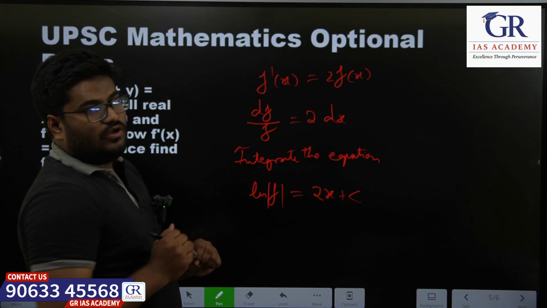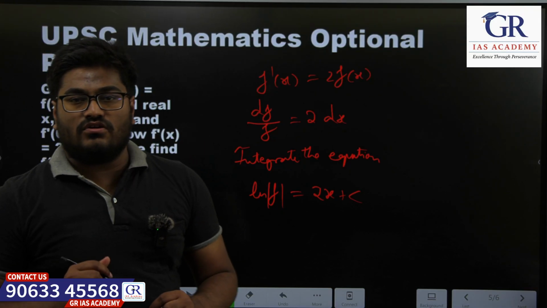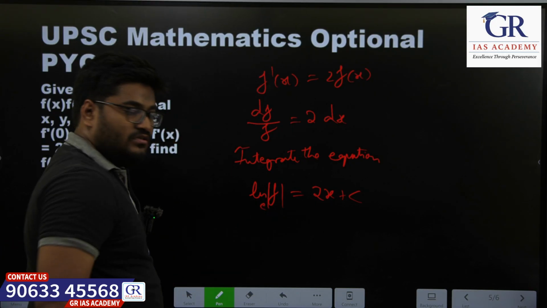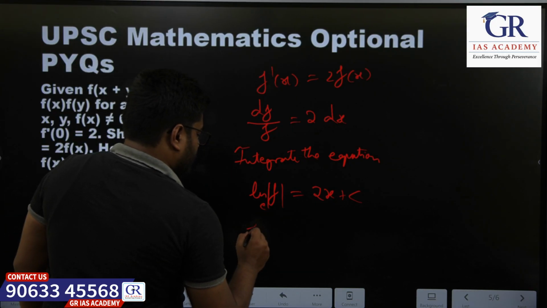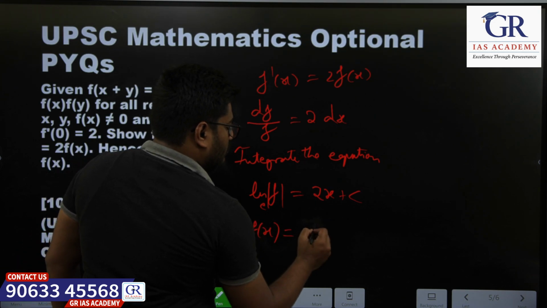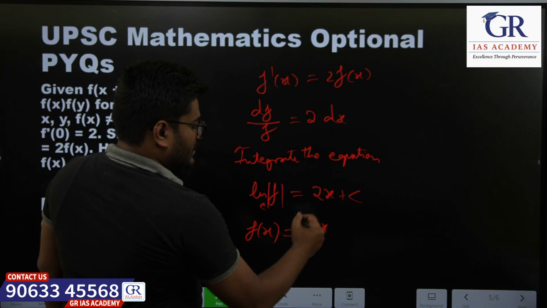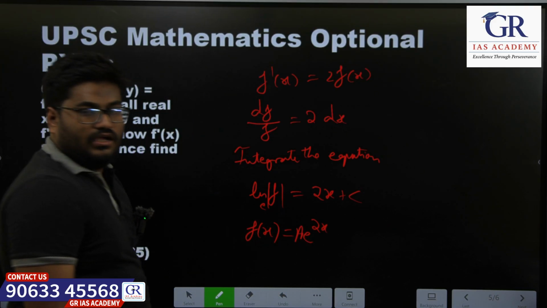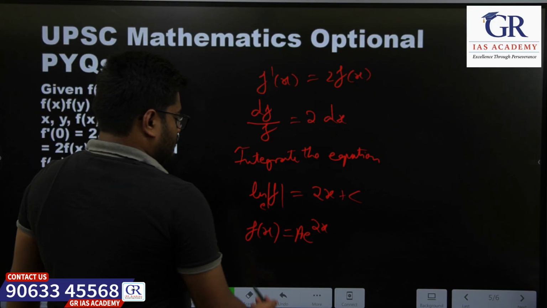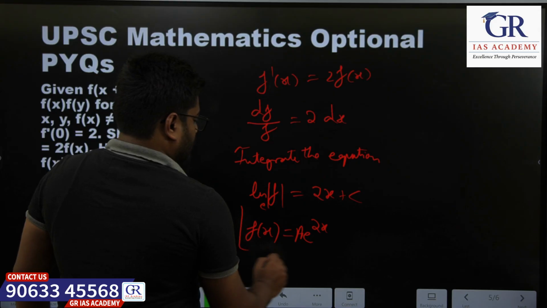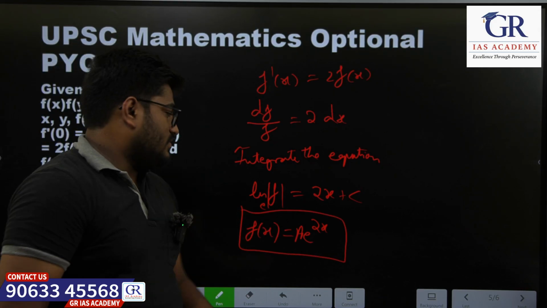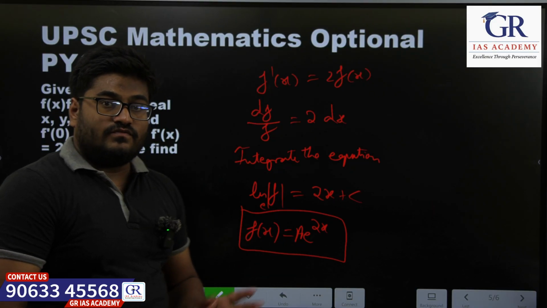Now we need to remove the logarithm. What is the base of the natural logarithm? It is e. So the base will be e. So what will f be? f of x is equal to the base to the power of 2x plus constant. We can write the constant as a after converting it into the power. So we got the equation f of x equals a into e to the power of 2x, but we still have a constant value a. We need to find it.